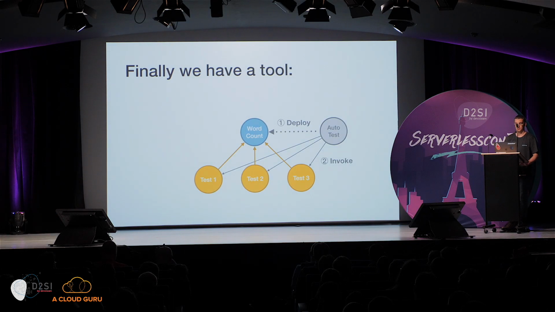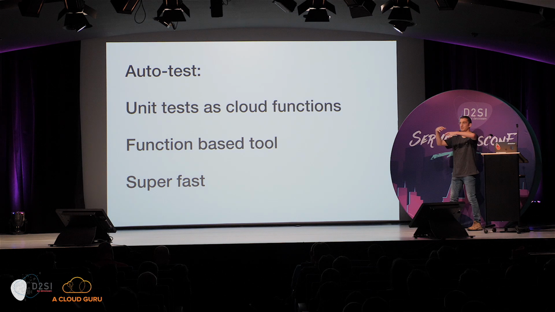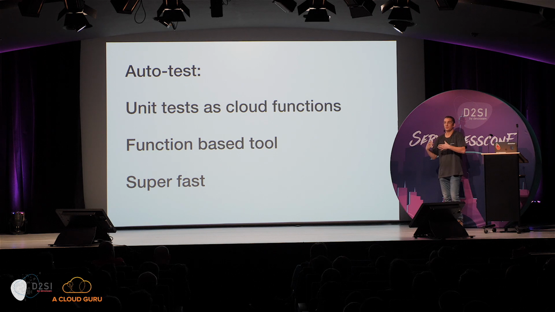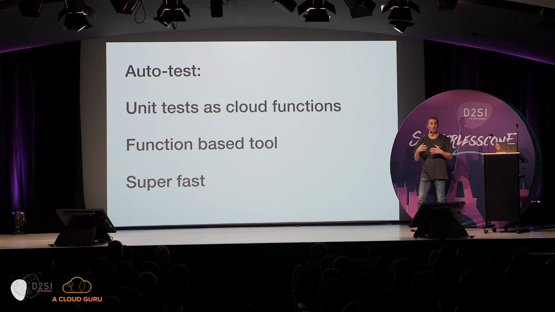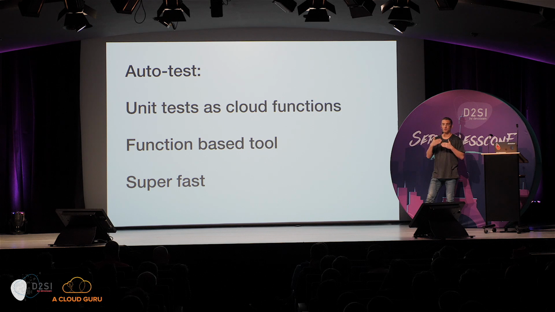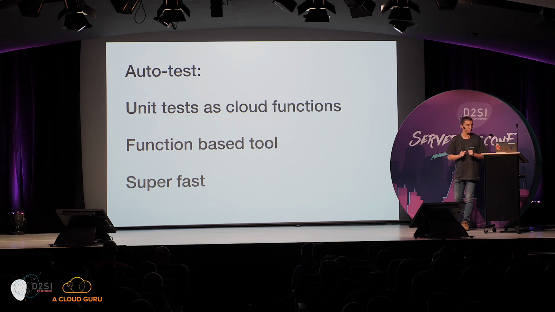So that was Autotest. Autotest encapsulates tests or unit tests inside Cloud Functions. It's a function-based tool, so the tool itself is built out of Cloud Functions. And it's just super fast. So we can use it in our development cycle without having to go make coffee every time we want to redeploy and retest our code. It's so fast that it can kind of blend into our development cycle and really create this edit, deploy, test cycle without the developer ever losing focus.